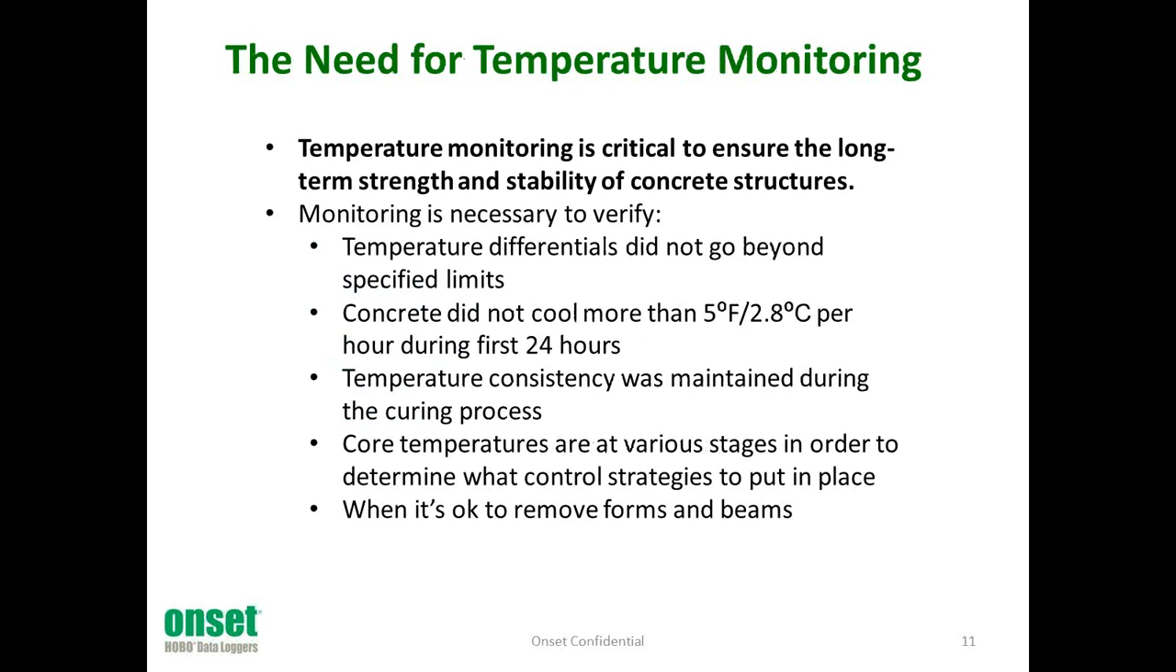Knowing what the core temperatures are at during the various curing stages is imperative to determine what control strategies need to be put in place, like heating blankets, insulation, or hot steam. Knowing the temperature profile can also be used to determine when forms and support structures can be removed so the next construction phase can begin.